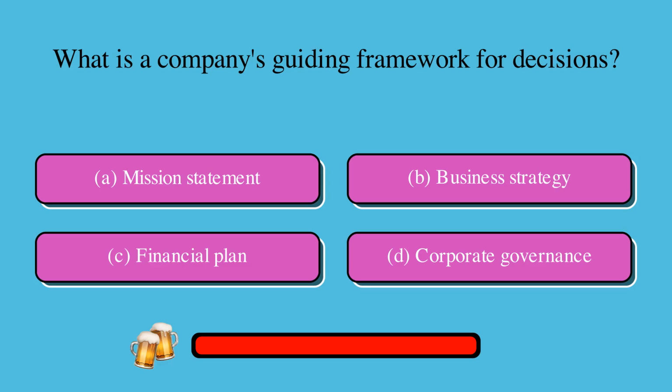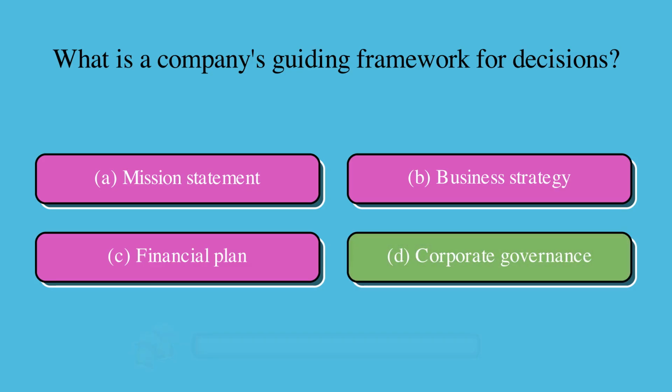What is a company's guiding framework for decisions? Is it A, mission statement, B, business strategy, C, financial plan, or D, corporate governance? The correct answer is D, corporate governance.